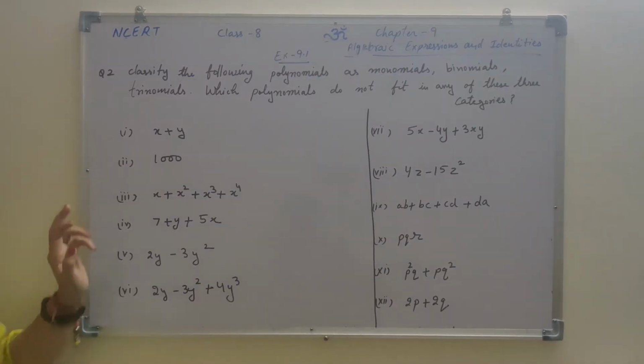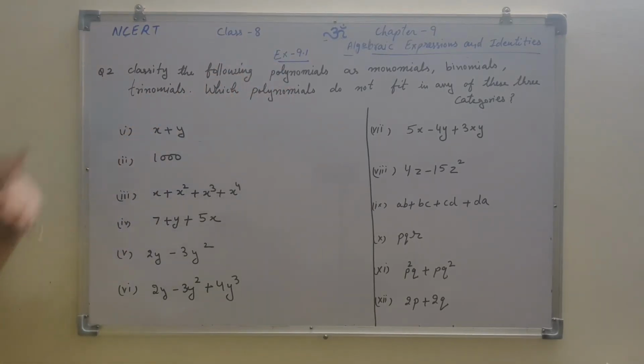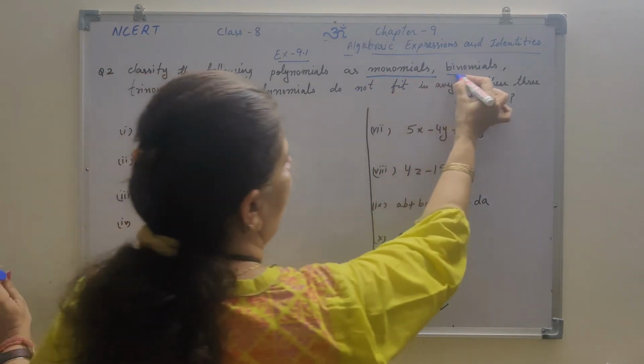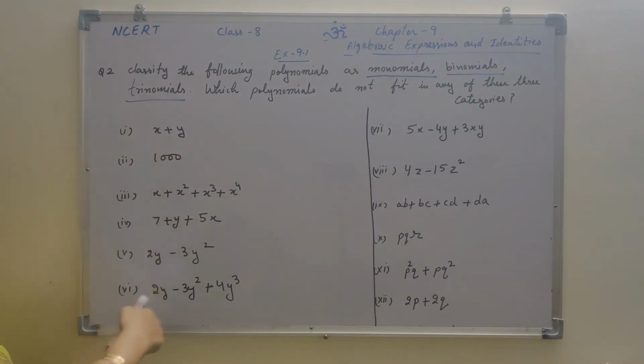Now we will do question 2 of exercise 9.1, and the question is: classify the following polynomials as monomial, then binomial and trinomial. We have to classify the given expressions as monomial, binomial and trinomial.